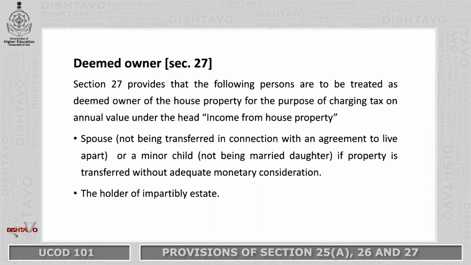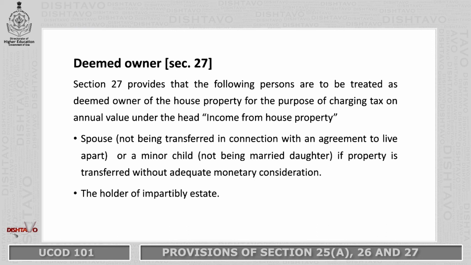Suppose a property is transferred to a spouse, maybe the husband is transferring property to the wife or the wife to the husband, without any adequate consideration, or a property is transferred to a minor child, not being a married daughter, or to a spouse not under an agreement to live apart. In that case the transferor will be the deemed owner of the property. Even if there is a conveyance deed transferring the property in the name of a spouse or a minor child, and the legal owner becomes the spouse or minor child, the deemed owner for income tax purposes will be the transferor, the person who is transferring that property.